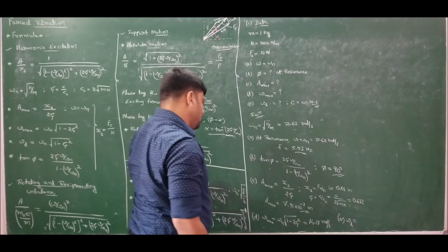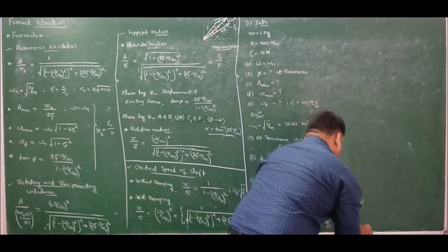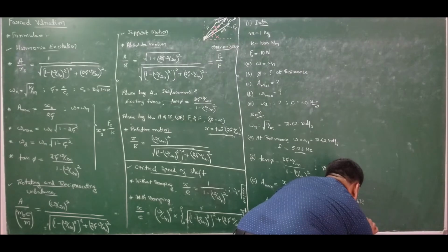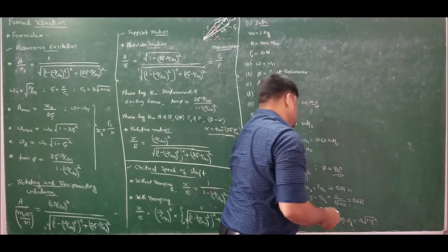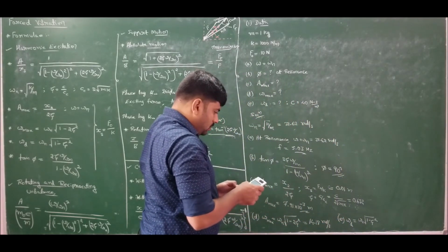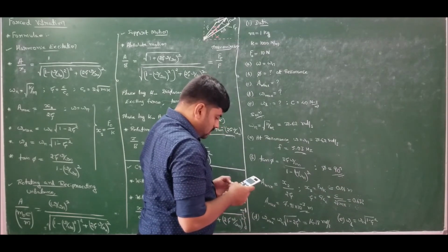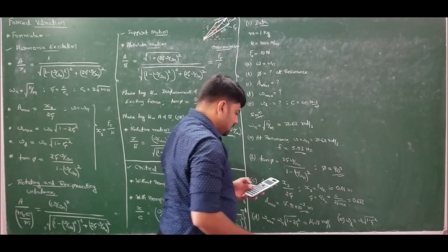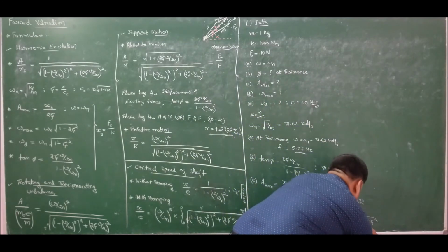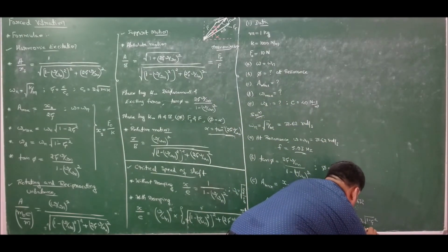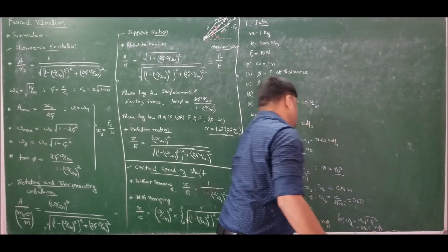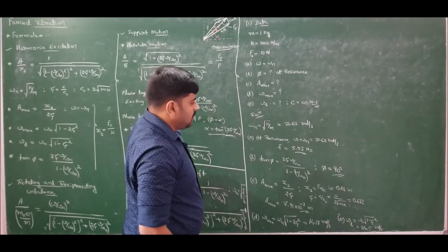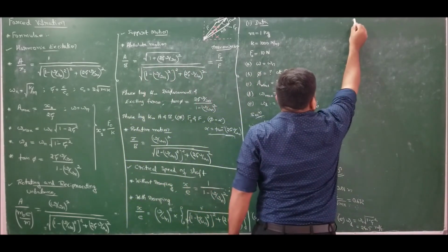Omega damped is nothing but omega n into root of 1 minus zeta square. How much will you get? You remove this 2. If I remove that 2, I will get the answer as 24.5 radians per second. Done. So this completes the solution for problem number 1. Let us move on to problem number 2.